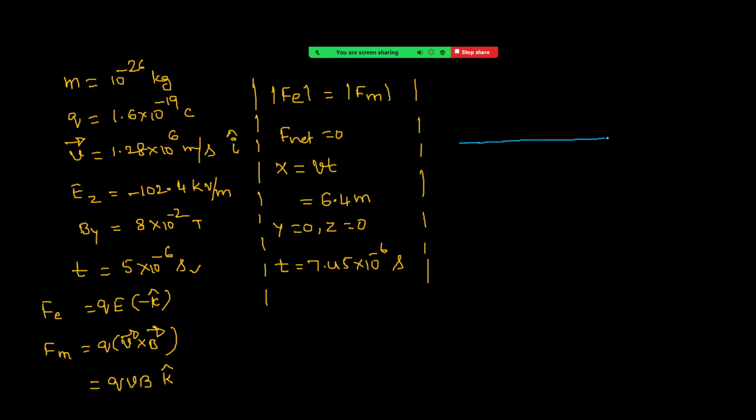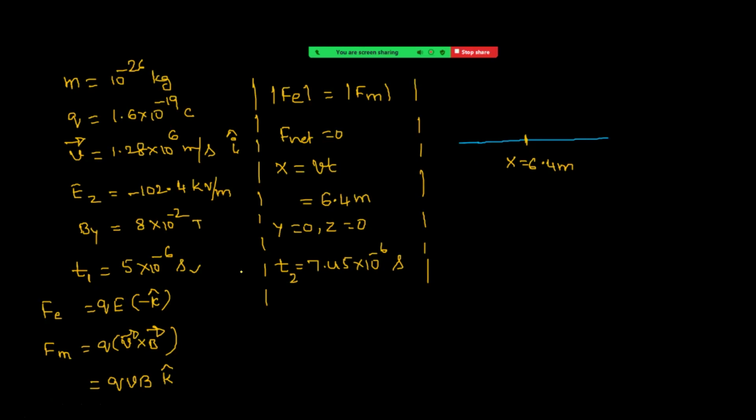This is now the x-axis. Let us take time t equal to... I am taking this as t1. Okay, this is t2. At time t1, the x coordinate is 6.4. Okay. Now what he's saying is there is only a magnetic field.